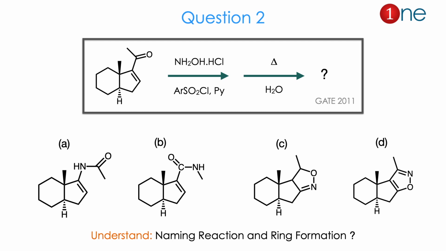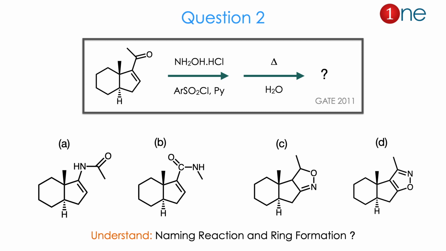Then question number 2. The starting material is a 5-member and 6-member ring where the methyl and hydrogens are anti to each other. In the 5-member ring you have an alkene conjugated with a ketone. The side chain contains a ketone with methyl. You are using hydroxylamine hydrochloride and aromatic SO2Cl, then you are using pyridine. You are heating and you are expecting the product there.